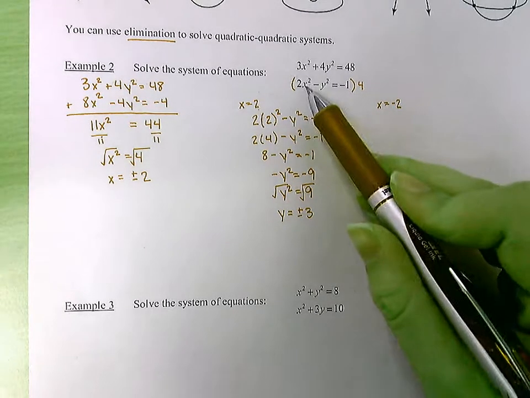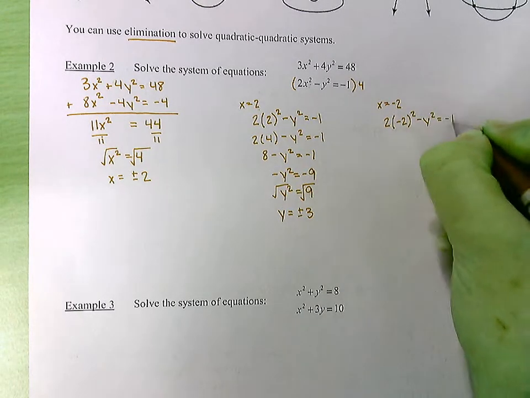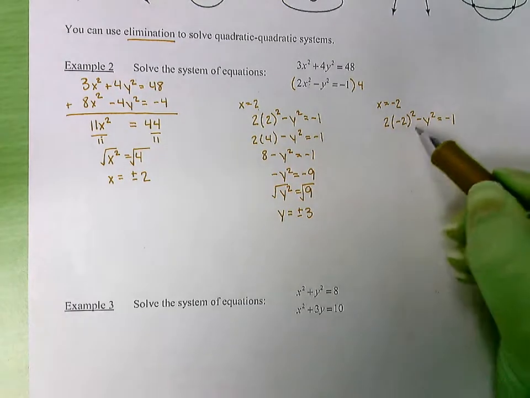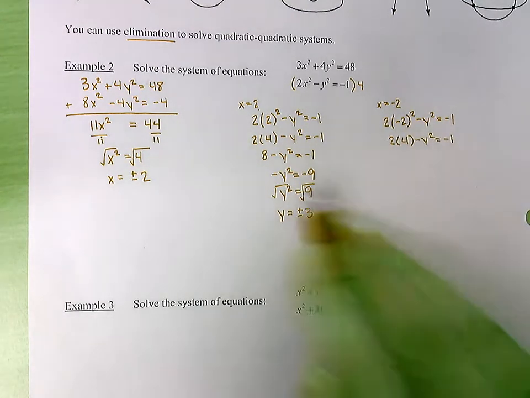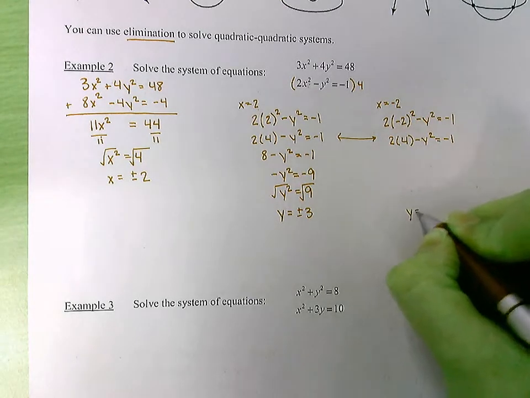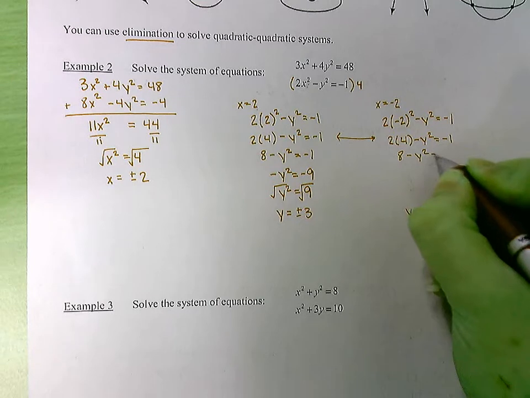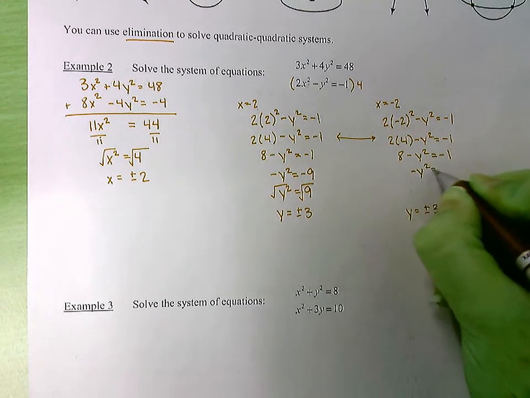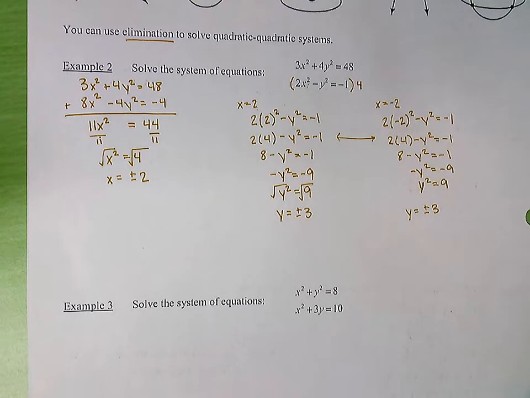I'm going to do the same thing. Plug in -2 here. So we have 2 times -2 squared minus y squared equals -1. If I square -2, I end up with a positive 4. Now, don't these two look the exact same? So that means when I finish this, I should end up with y is equal to plus or minus 3. It's the exact same equation. So I'd have 8 minus y squared equals -1, negative y squared equals -9, and y squared equals 9, and take the square root of both sides.